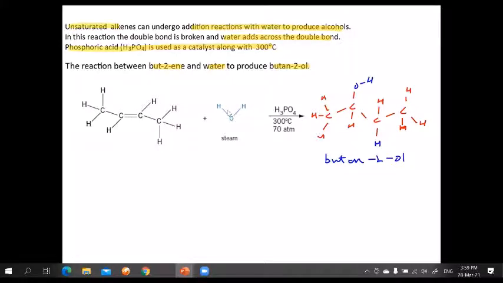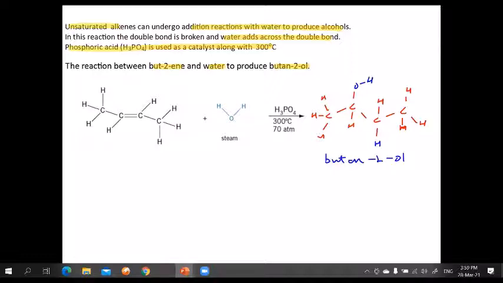Here's your water here. When this happens, we need some very specific conditions in the industry, in the plant. Those conditions are that you use phosphoric acid as a catalyst, and a temperature of 300 degrees Celsius, but a slightly lower pressure than you would expect, at only 70 atm. So those are the conditions you need when you start this reaction between water and your alkene. So we have that 300 degrees, 70 atm, and the double bond is breaking.